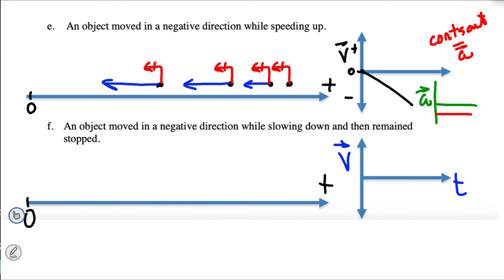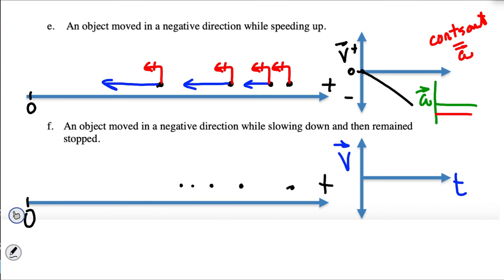Let's take a look at the last problem. After an object moved in a negative direction for a while, slowing down, then it remained stopped. So it's going to move in a negative direction while slowing down and then remain stopped. Well, if it's slowing down, that means it's going to have to be going fast at the beginning and then slower. The distance between the position dots will have to get closer.